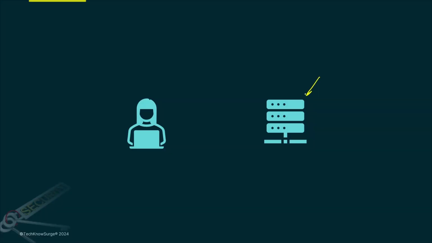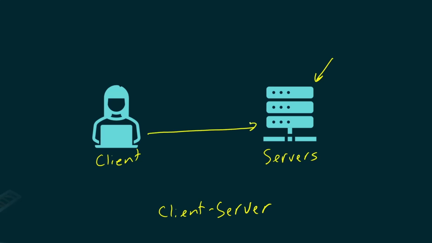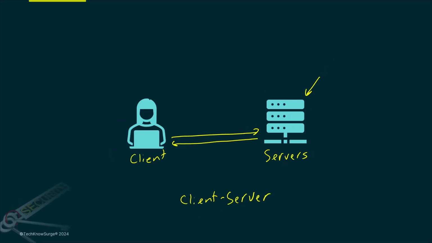Here on the right side, we have some servers, and they are going to provide services for a client. This is why this is called a client-server relationship. And what will happen is that this client will request some sort of services from the server, and then those servers will deliver that service. So what could these services look like?